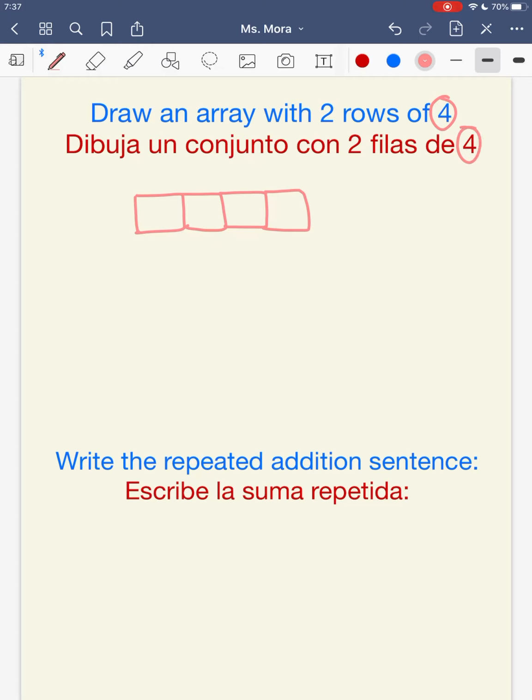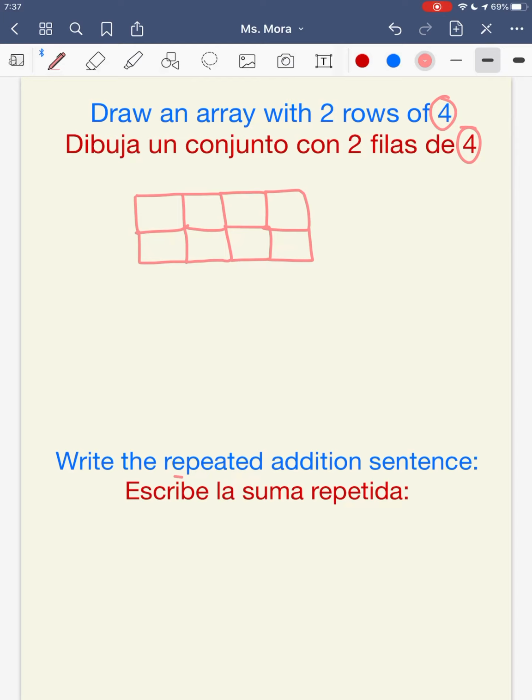Okay, I'm going to draw my next row. Remember, no spaces in between the squares. So 1, 2, 3, 4. That's my 2 rows of 4. And that's it. Okay, and my array looks like a rectangle. It's made up of squares, okay? So aquí están mis 2 filas de 4 y no dejé espacios entre los cuadros y este es mi conjunto.